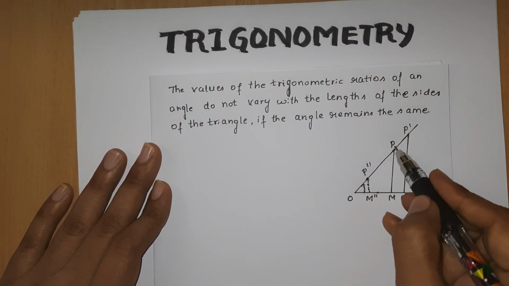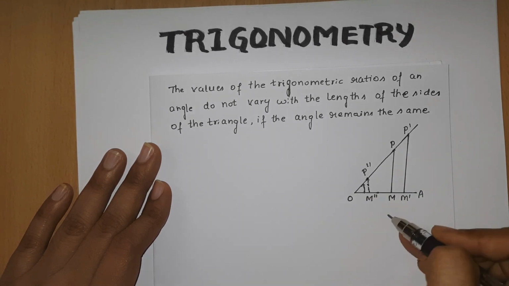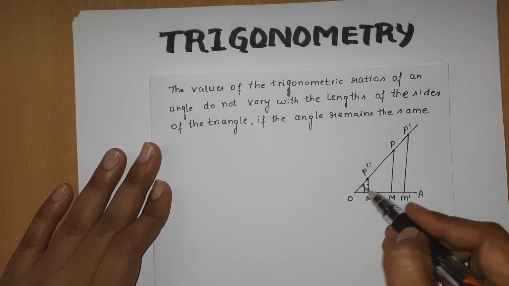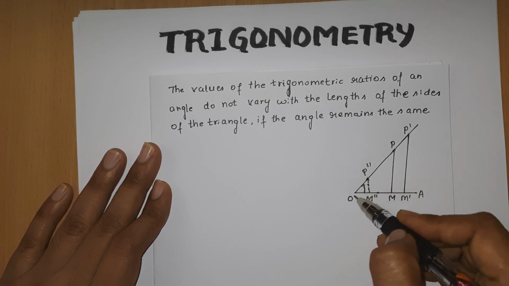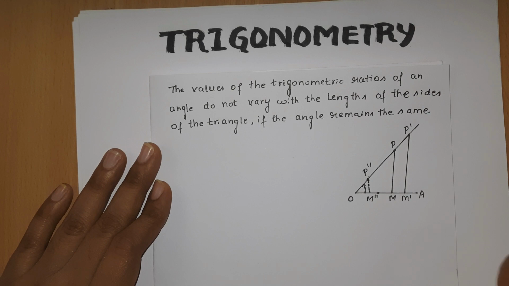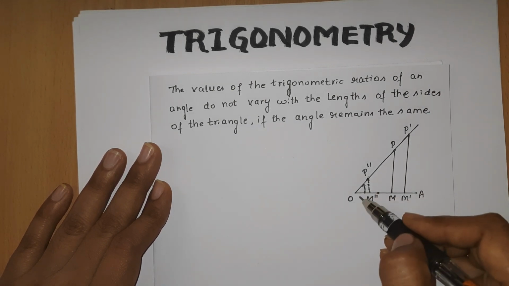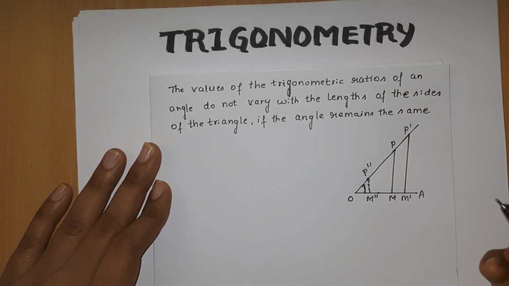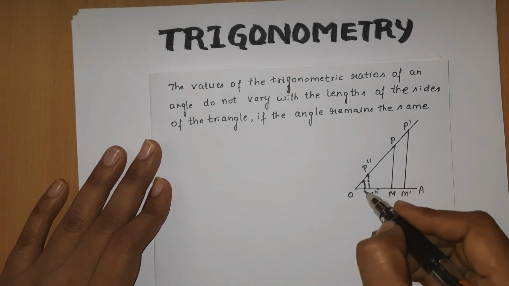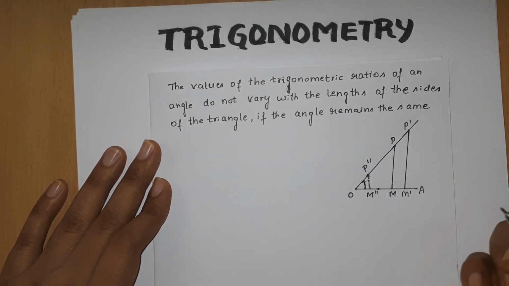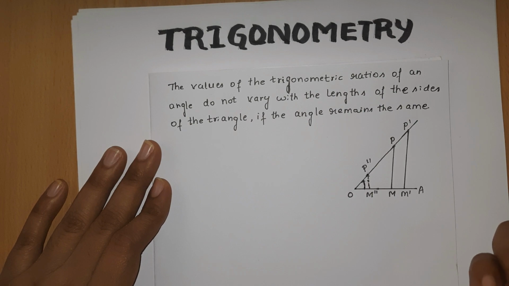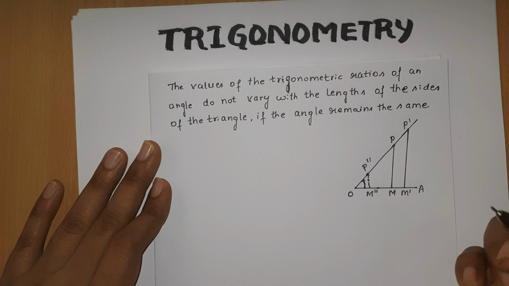The first one is triangle POM, the second one is triangle P dash OM dash, and the third triangle is P double dash OM double dash. For all these three triangles we have a common angle. In these three triangles the angle O is common, and also the vertex O is common here. Therefore we can say these triangles are equiangular.